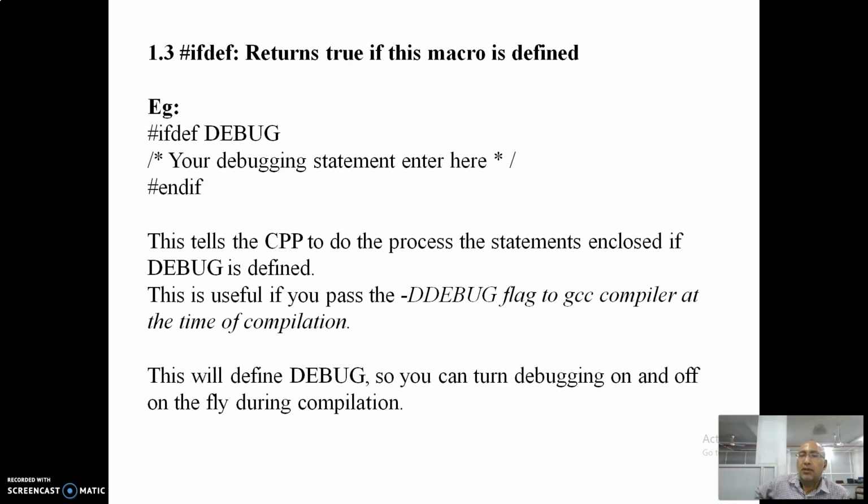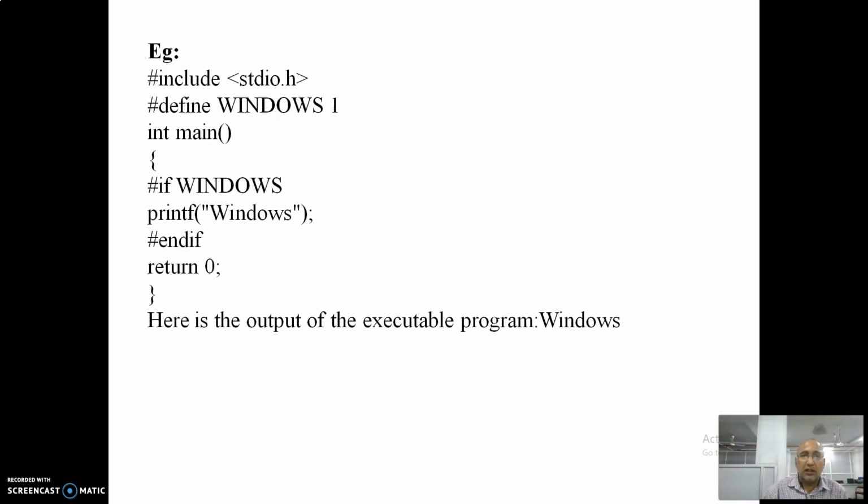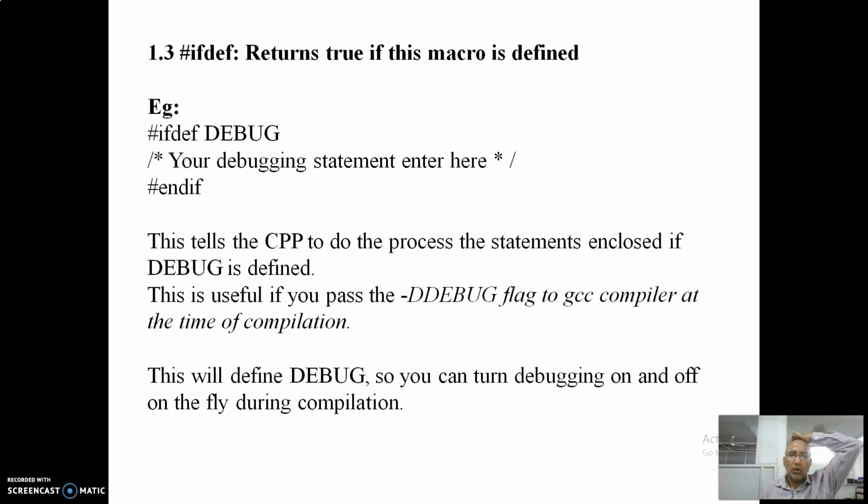Now the next one is ifdef. Okay, once again, sorry. Here the hash if is closed by hash endif. I will explain hash ifndef too. Now hash ifdef returns true if this macro is defined.